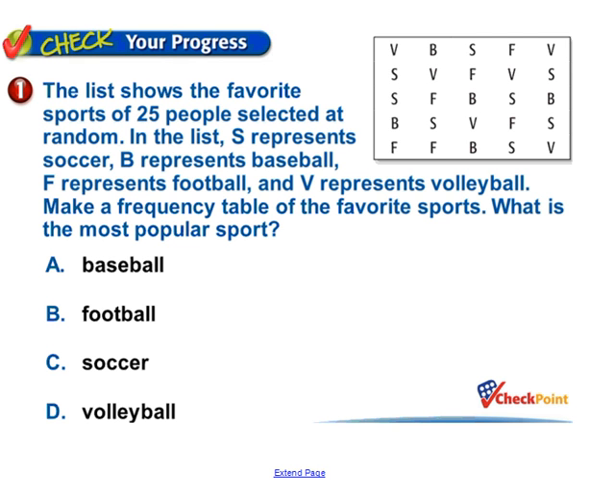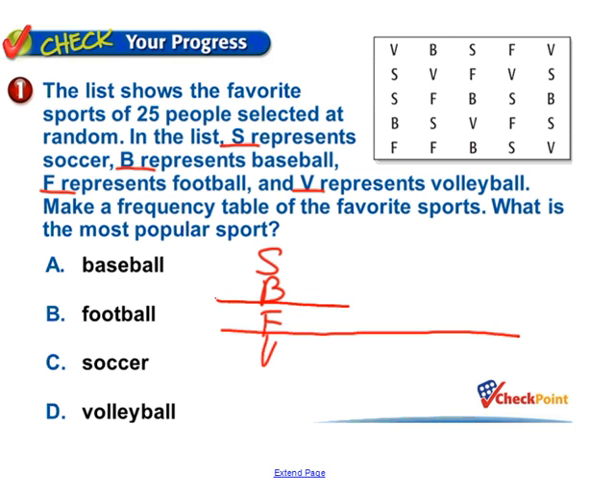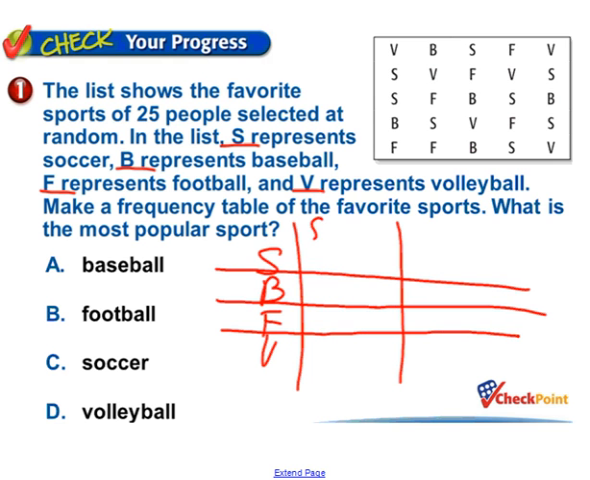The list shows the favorite sports of 25 people selected at random. In the list, S represents soccer, B represents basketball, F represents football, and V represents volleyball. So let's do the same kind of thing here. I'm going to say S and B and F for football and V for volleyball are the different categories. Then I'm going to have a tally, and then the frequency.